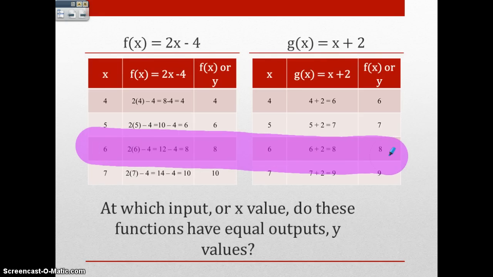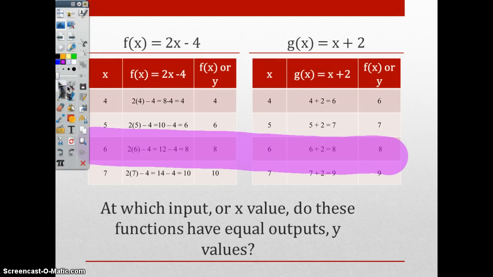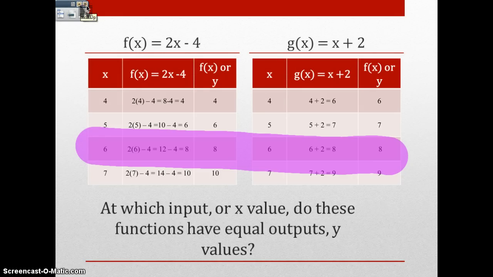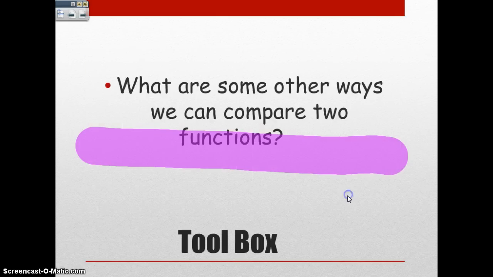So we could say, quite simply by looking at the table, that these two functions share a point of equality, or an ordered pair, at 6, 8, 6 comma 8. The x value is 6, the y value is 8, and that makes them equal.